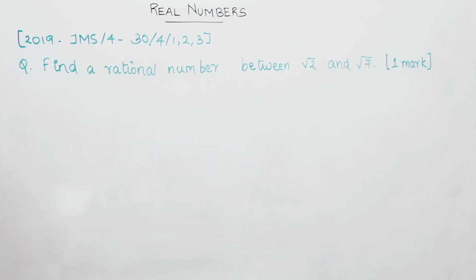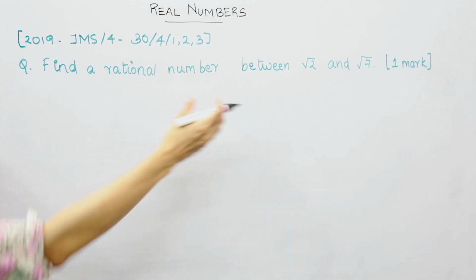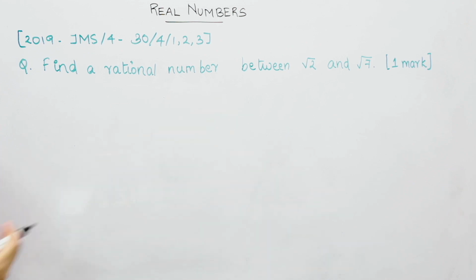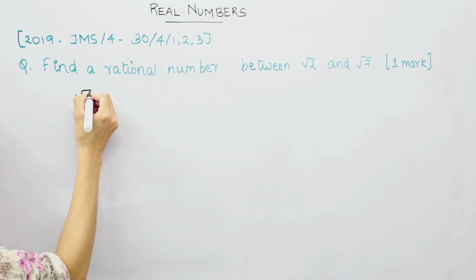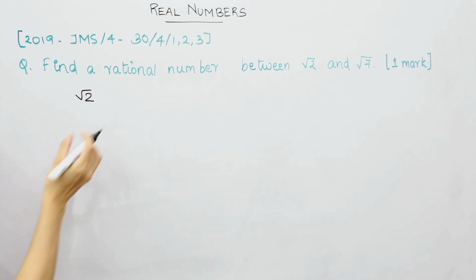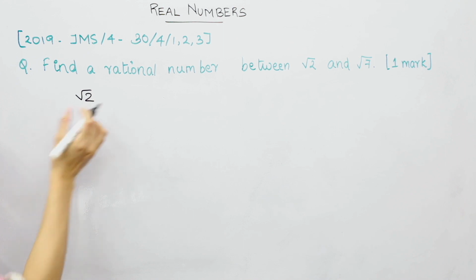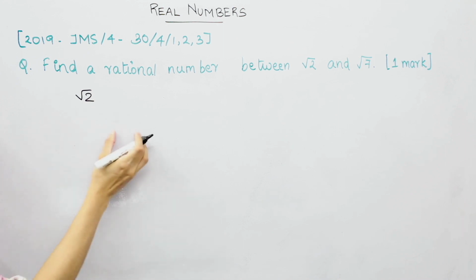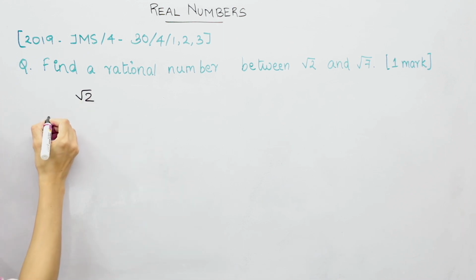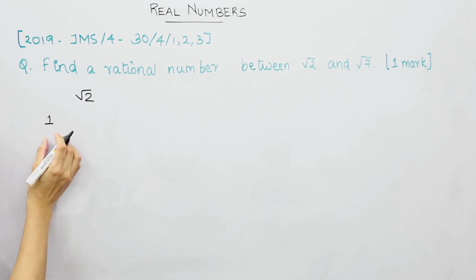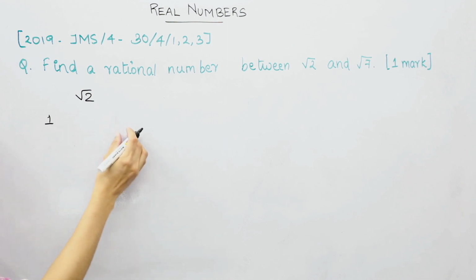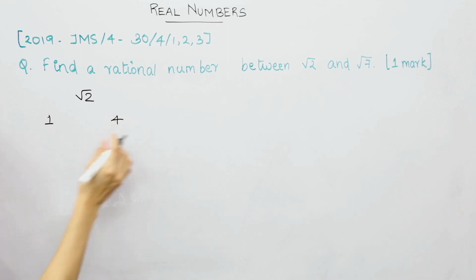So the square roots can be found using the division method. But here, since it's a 1-mark question, we can estimate the values of the square roots and find the rational number between them. So let's start with the first number, root 2. The first step is to consider the perfect squares closest to 2, less than and greater than 2. So the perfect square less than 2 is 1 and the perfect square greater than 2 is 4.